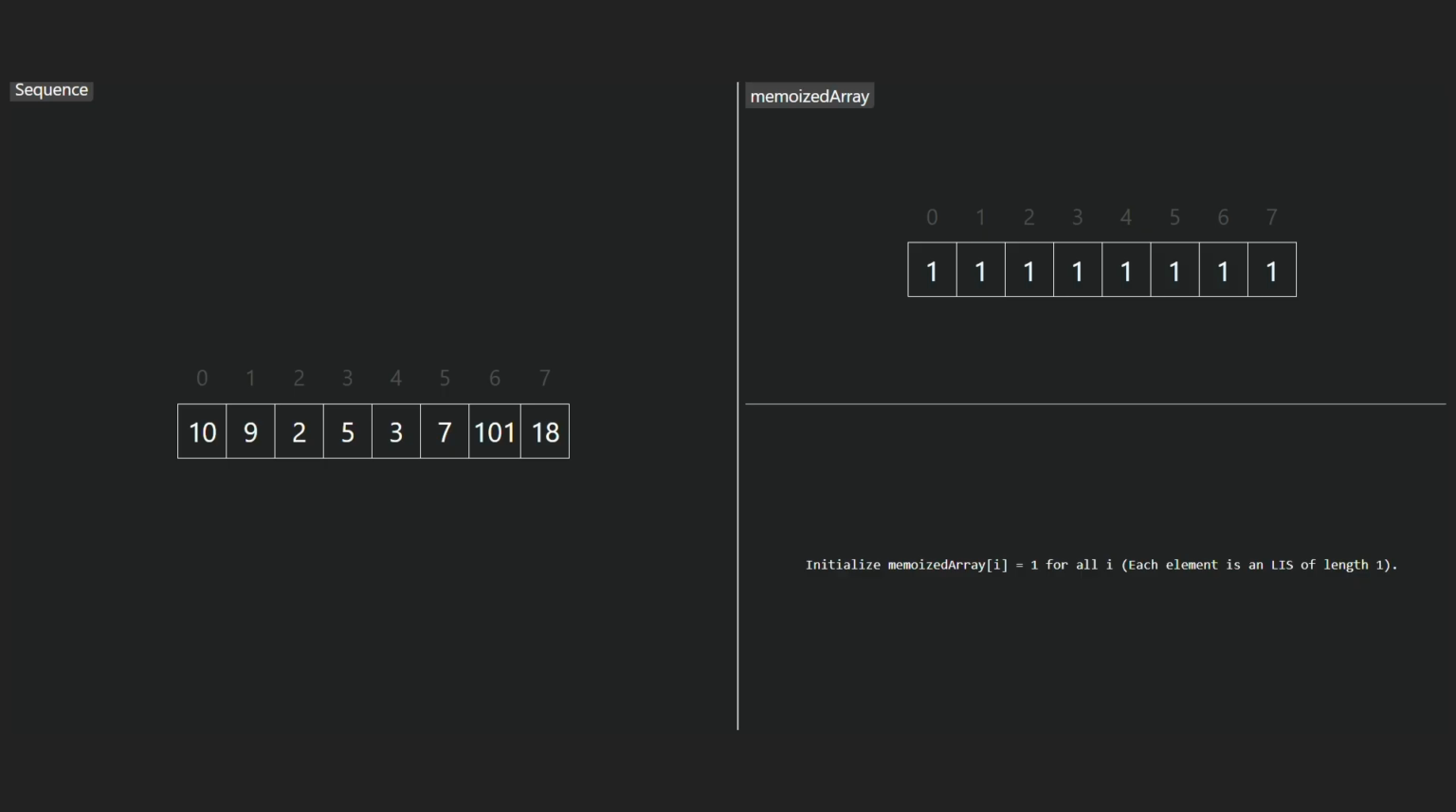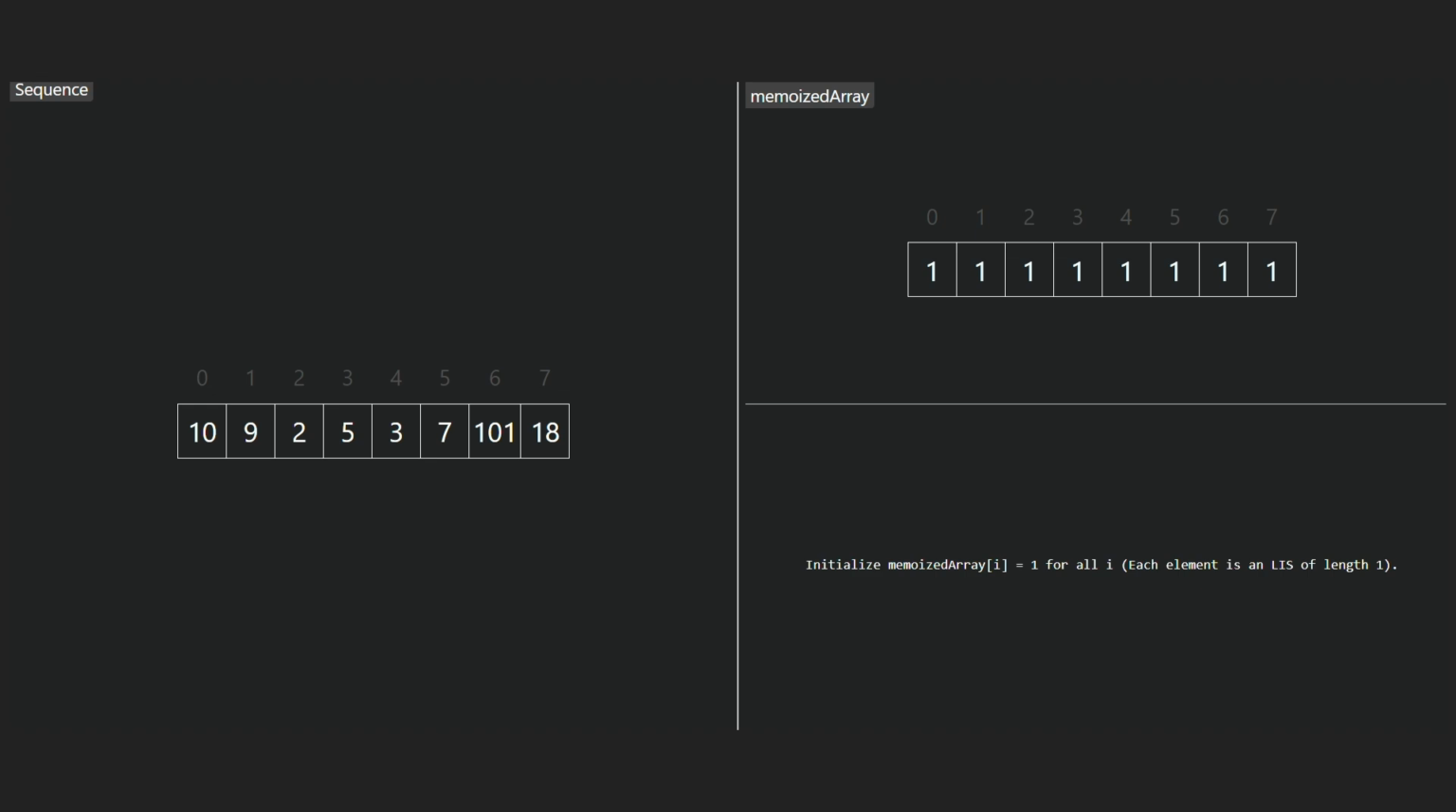Next to it, we have a dynamic programming array labeled memoized array, initialized with all values set to 1. Why 1? Because each number in the sequence can be an increasing subsequence of length 1 by itself. The logs show this initialization step. Let's move forward. Computing the memoized array.